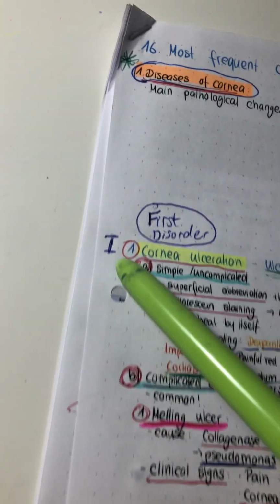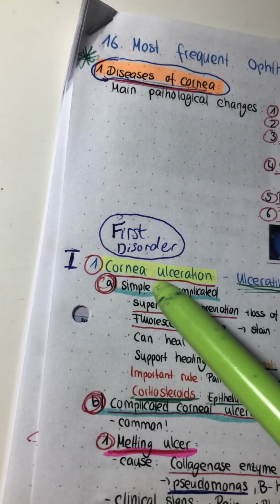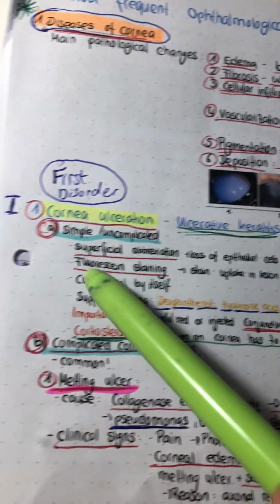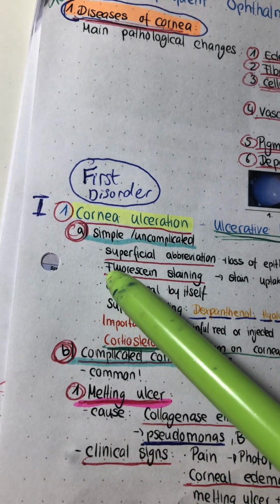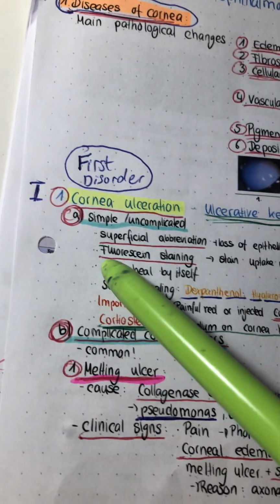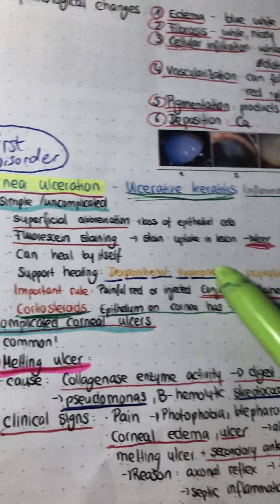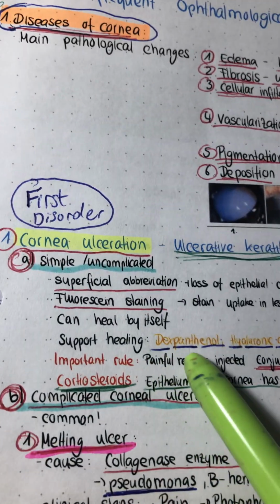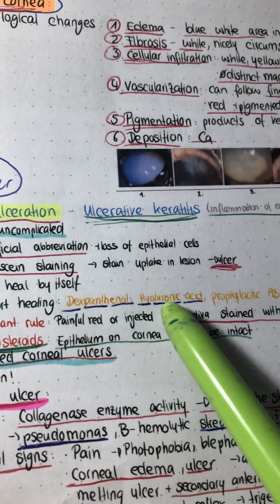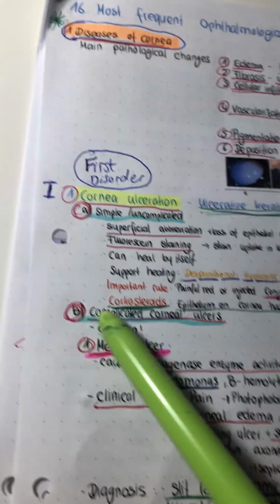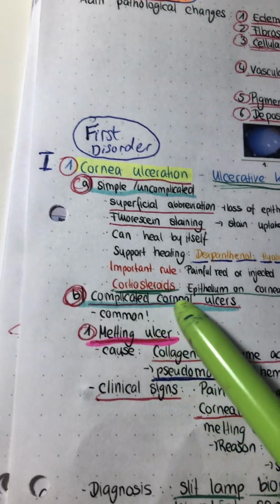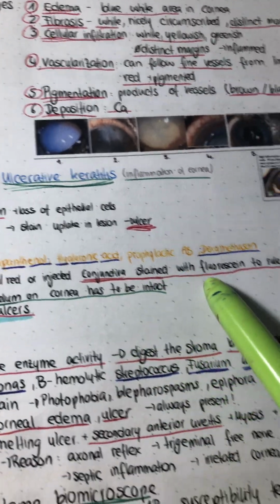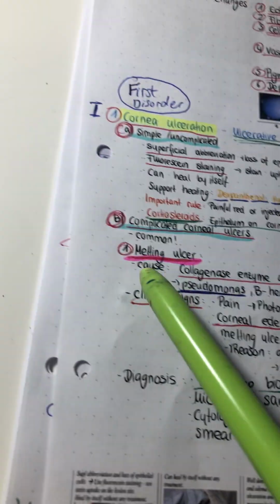And deposition, when the eye has calcium deposits. So, corneal ulceration, also known as ulcerative keratitis. You can have the simple or uncomplicated type when there's superficial abrasion, or you can use fluorescein staining to see if there's an ulcer. And to support the healing, you'd use dexpanthenol, hyaluronic acid, and dexamethasone. And for corticosteroids, the epithelium on the cornea has to be intact, and the cornea stained with fluorescein to rule out ulceration of the cornea.